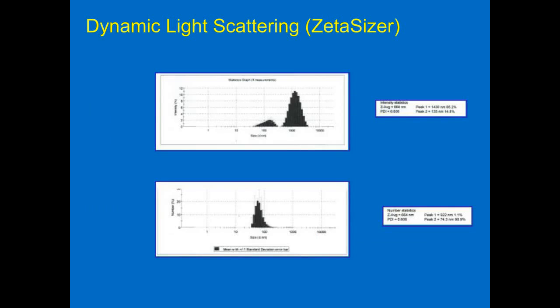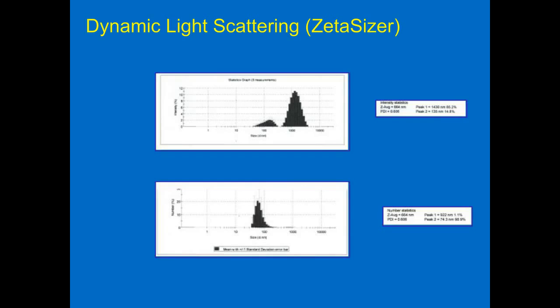And then here's the Zetasizer, and you can see that it's definitely bimodal. There are two distinct peaks here. This is a volume distribution, so this will show both, with the emphasis on the larger population. But if you look at a number distribution, the smaller liposomes dominate, and they are less than 100 nanometers in size, whereas you can just barely see the larger ones.